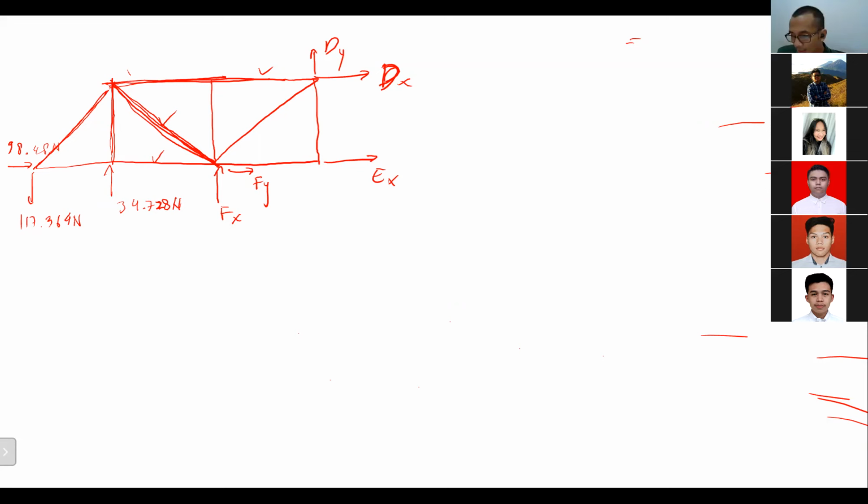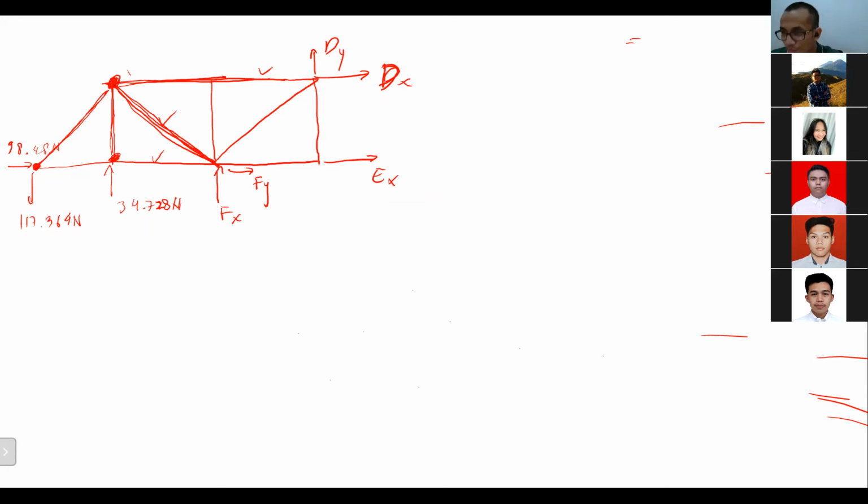If you want to use joint method, we have to solve for this particular joint. Actually, yes, you can solve it for that. This particular joint, then after that, this particular joint, then after this particular joint. Never mind. There are a lot, right? There are a lot of joints that we need to solve. Yeah, so what should we do then?